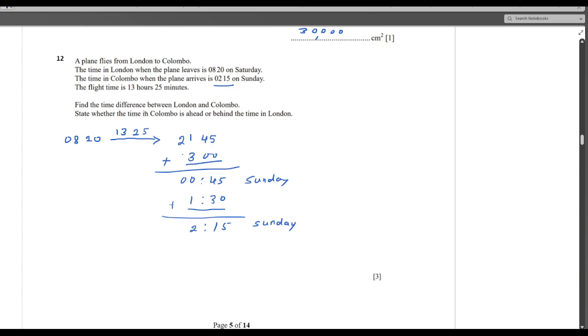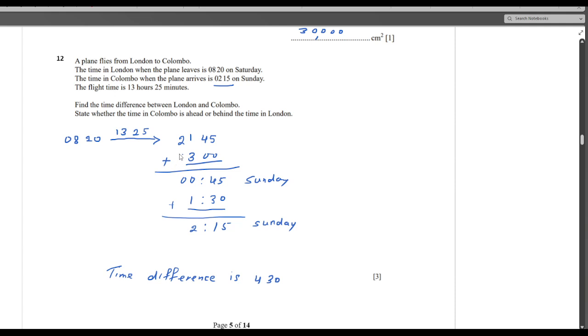So I will say that the first question is: find the time difference between London and Colombo. So here the time difference between London and Colombo is what? 4 hour 30 minute. So your answer, your time difference is 4 hour 30 minute.